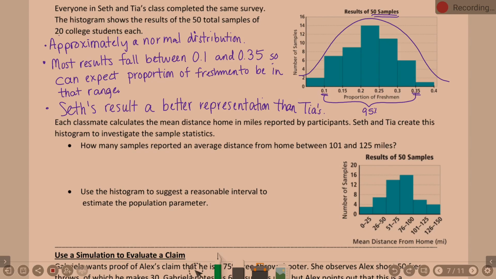I agree. Why 6? Yeah. If we look, specifically they want the range from 101 to 125. So that is this bar right here, yes? Okay. 101 to 125, is that going to be that bar right there? How tall does it appear that bar is? It appears 6. Okay, so 6 samples have an average distance of 101 to 125.